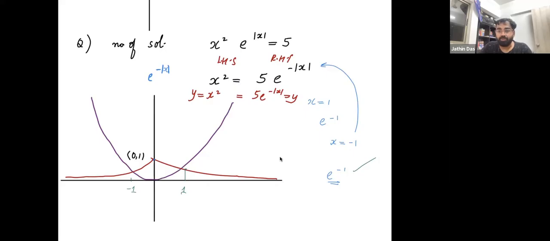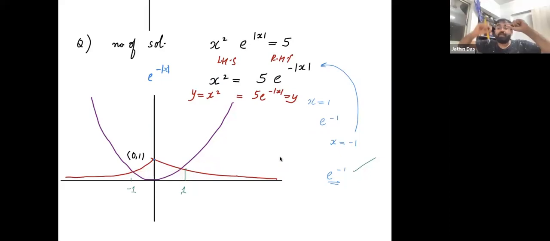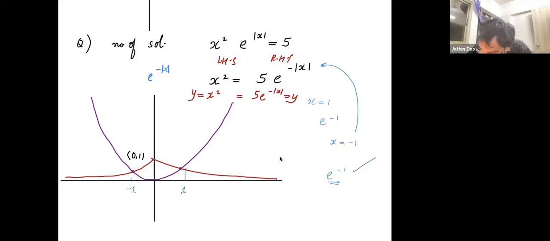Same graph I have drawn. Okay. Now you tell me, when I'm equating two functions, it means its y value is the same where? Here it is the same, where it intersects. Where it intersects, both will have the same y coordinate, right? Correct? So they are saying this is the region. So how many solutions? Two solutions.